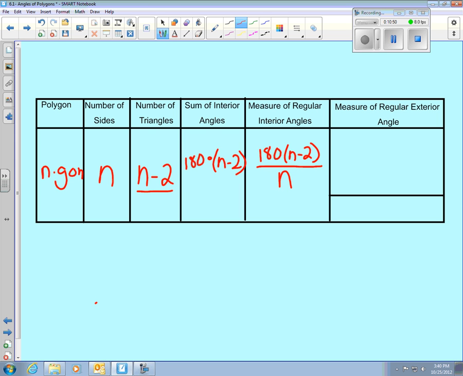All right, so the last portion, my measure of regular exterior angles. Well, if you looked at that bottom section, every time it equaled 360. So it didn't matter how many sides I had, I knew my sum was always 360. So if I want to find the measure of each individual one, it's going to be something with my 360. Well, I'm going to jot down here, exterior angles always add up to 360.